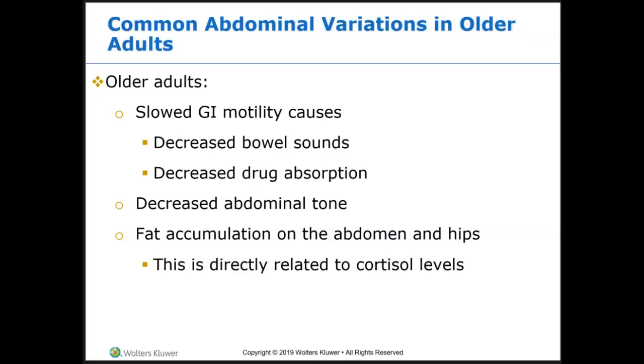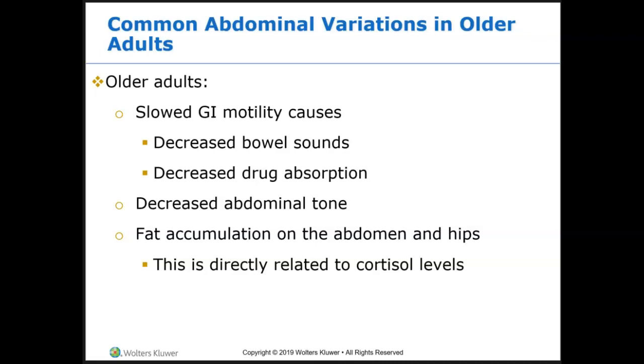Remember, everything slows down as we age. So GI motility slows down for digestion, and you will have decreased bowel sounds. Remember, because digestion slows down, we're going to have decreased drug absorption, decreased abdominal tone, and fat accumulation in the abdomen and hips. That's because of the increase in cortisol levels. We're going to be looking at all of these factors.